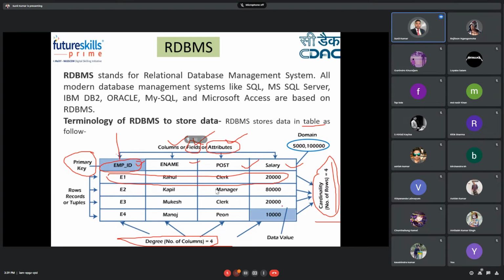Each entry of the cell is known as a data value. You can see this is the cell, this is the cell, and the whole rows in that particular table are known as tuples or records. So the cell is the smallest unit to store data. Understand? This is the cell, we can say. Okay?